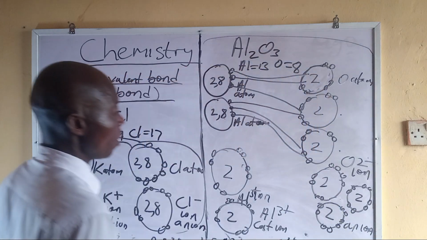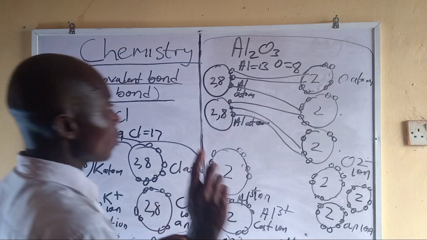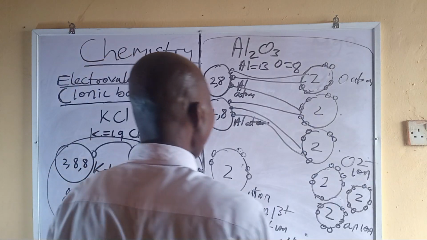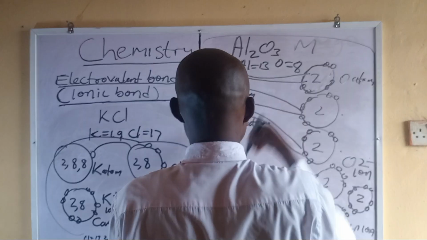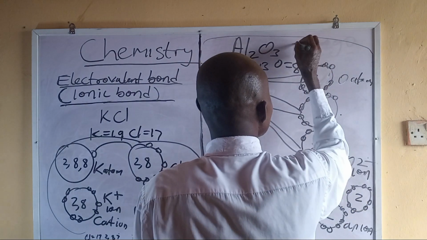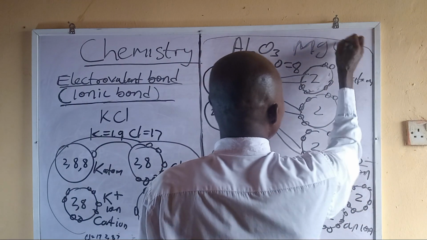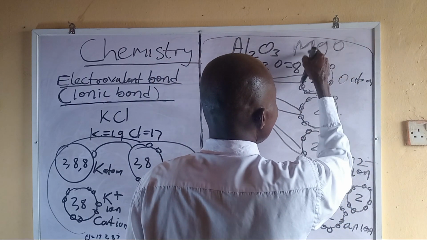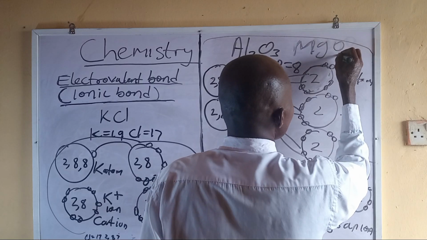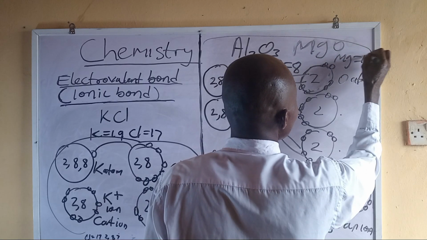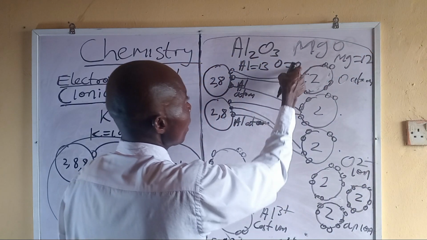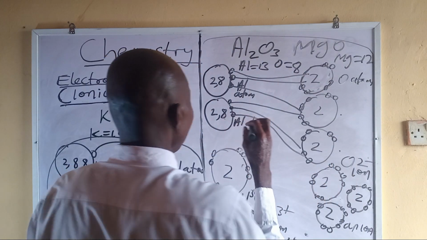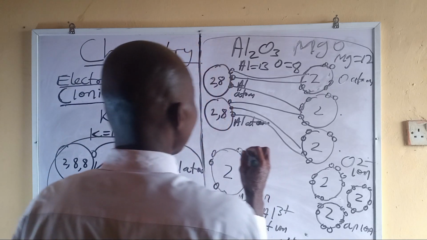This is how it is formed. So I want you to go and practice this. How is magnesium oxide, MgO, formed? Let me just give you the magnesium. The atomic number of magnesium is 12. You know that of oxygen already, it's 8.